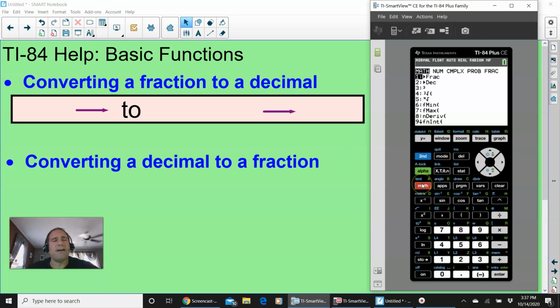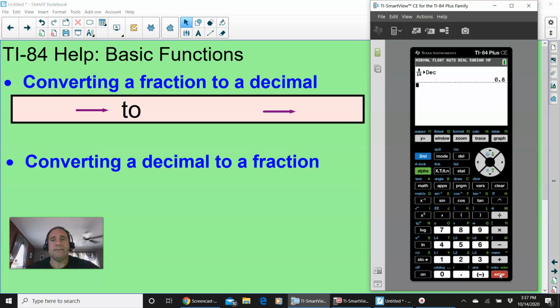It's right underneath the alpha. You could put any fraction in by pressing alpha x and put 8 over 10. If I want to convert that to a decimal, I'm going to press math, go down to 2, and press enter. I'm going to take 8 over 10 and convert it to a decimal.